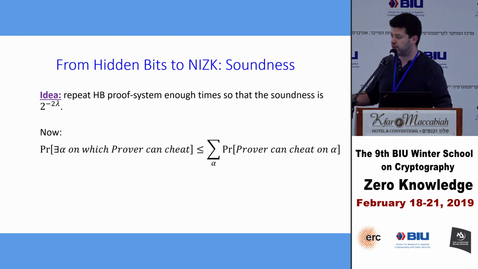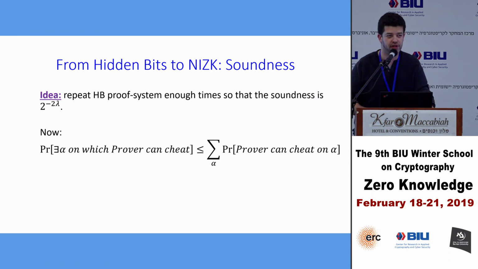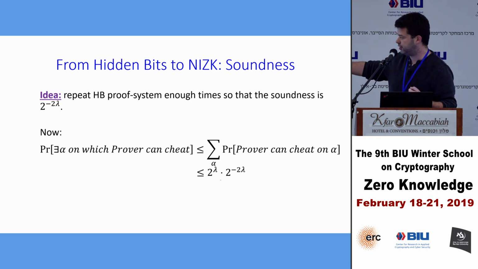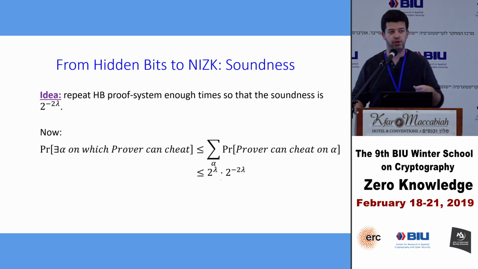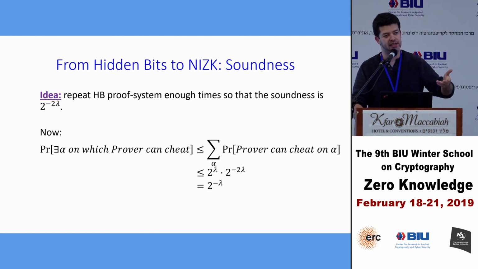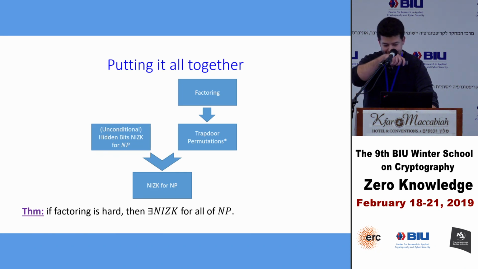Well, just by a union bound, this is at most the sum over all alpha of the probability that the prover can cheat on this particular alpha. And for each particular alpha, we saw that it's 2 to the minus 2 lambda. And we have at most 2 to the lambda different choices of alpha, which means that overall the probability is at most 2 to the minus lambda, which is negligible, and we're happy. So the trick to get around this was simply to amplify soundness and apply a union bound. Pretty common technique. It's somewhat surprising, I think, when you see it for the first time. Okay. So we have soundness.